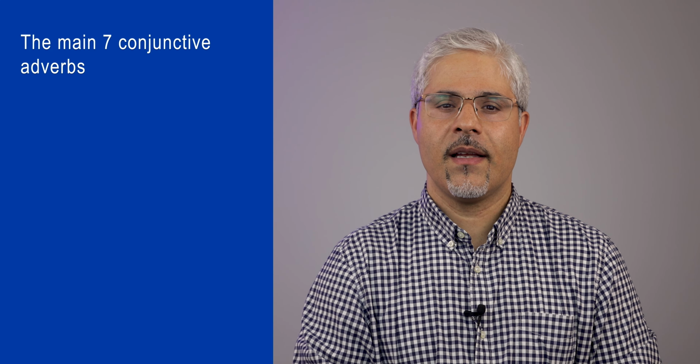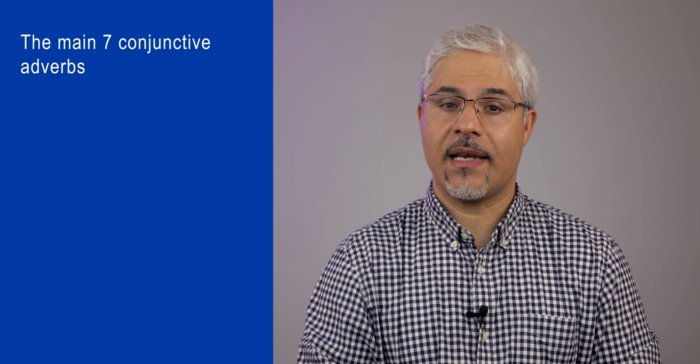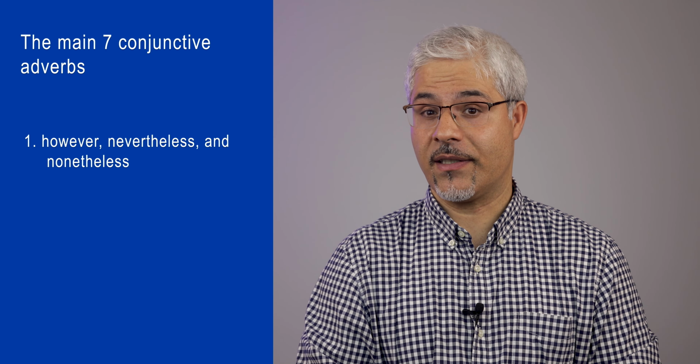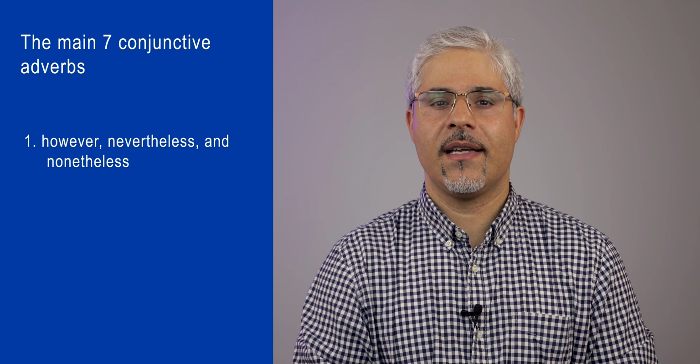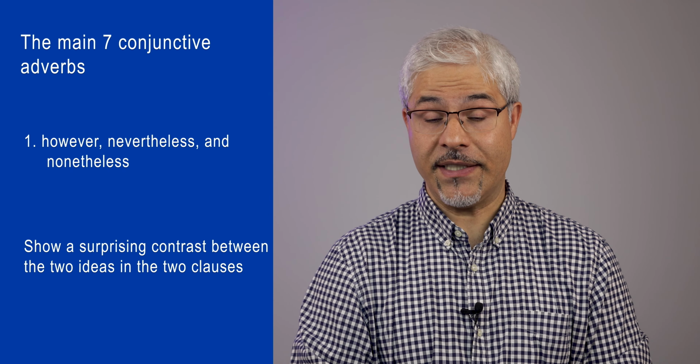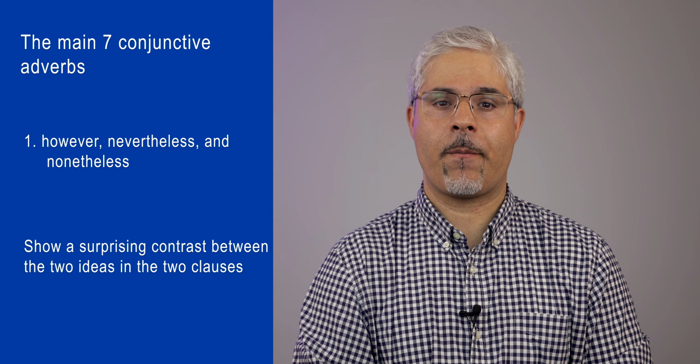There are many conjunctive adverbs in English. Based on their meanings, these conjunctive adverbs can be classified into different categories. I will introduce the main 7 categories in this lesson. The first category includes however, nevertheless, and nonetheless. These conjunctive adverbs are used to show a surprising contrast between the two ideas in the two clauses.